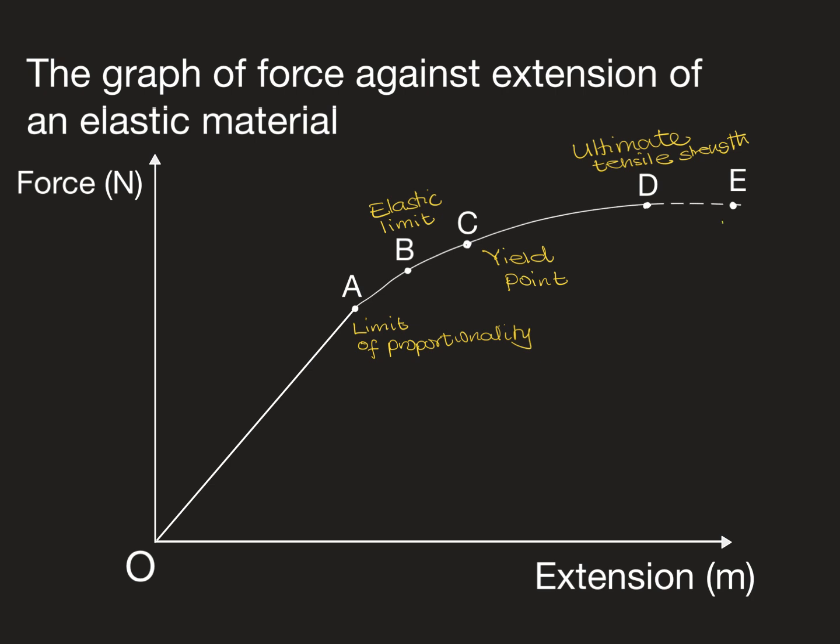Point E is known as the breaking point. So it is the point where the elastic object cuts or breaks. Going over the explanation for the force extension graph, we said that point A is known as the limit of proportionality. So between O and A, the object will be able to restore its original size and shape whenever the applied force is removed. So between O and A, Hooke's law is strictly obeyed.